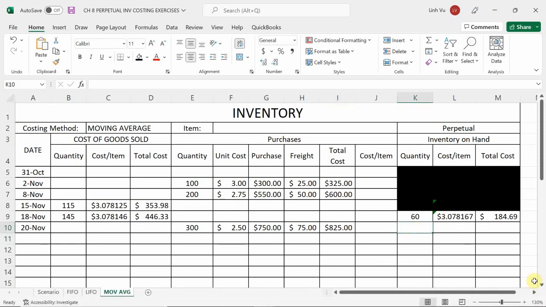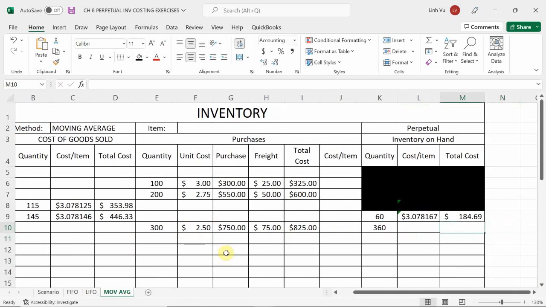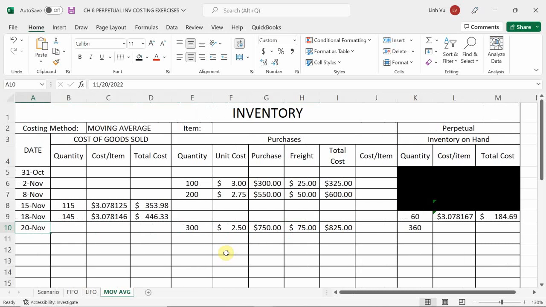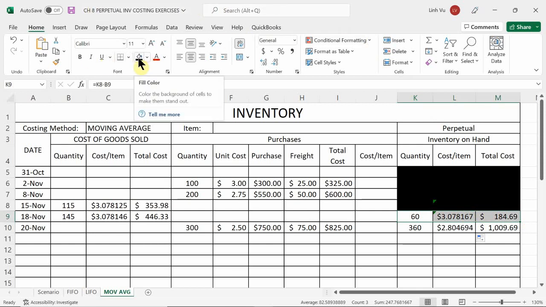And then your new total would be $360. And $1,009.69. 60. And your new cost is 2.804694. Yep. So as you can see, it dropped again because the value at which we keep purchasing our inventory is also dropping in value as well. Okay.